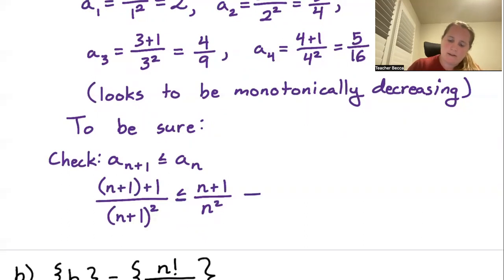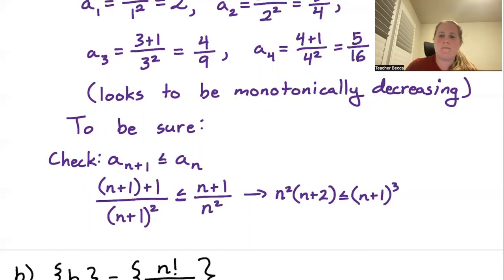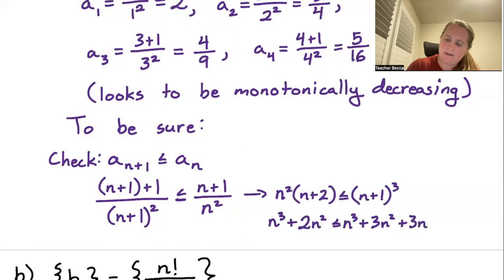So this is equivalent to saying n squared times (n plus 2) is less than or equal to (n plus 1) cubed. This is n cubed plus 2n squared versus n cubed plus 3n squared plus 3n plus 1. And that definitely is a less than or equal to, so we do hold out.